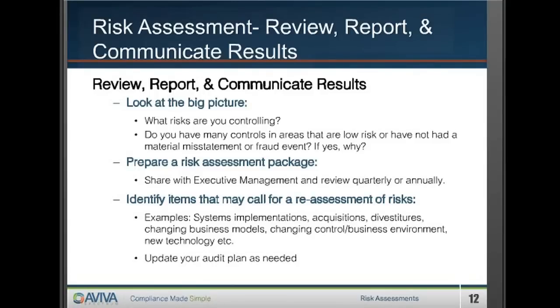Are you controlling only all the high risks, all the moderate, all the low risks? Do you have many controls in your areas that are low risk, or have not had a material misstatement or fraud? If yes, you need to look at why. So for example, if you've had an area that consistently has been doing well in its audits, you've had no material findings, no significant changes in the personnel, everything's humming along, why would you have 4, 5, or 6 risks assigned to them? Perhaps you can think about, maybe I don't need that many, or there aren't that many in there, and maybe that's an area that I want to move to reviewing less frequently.